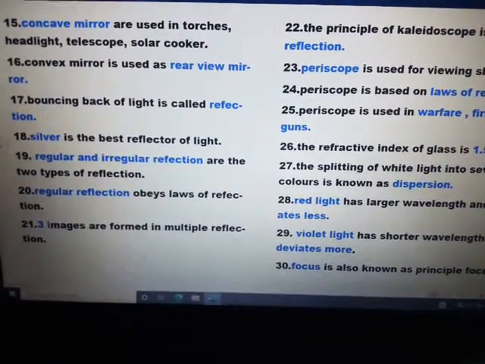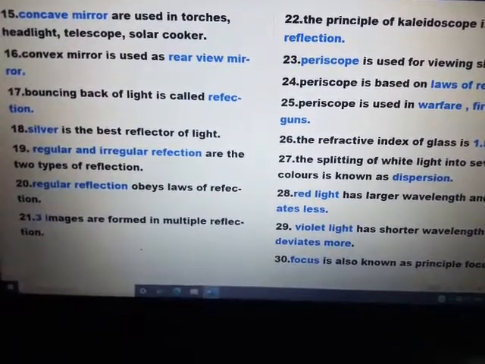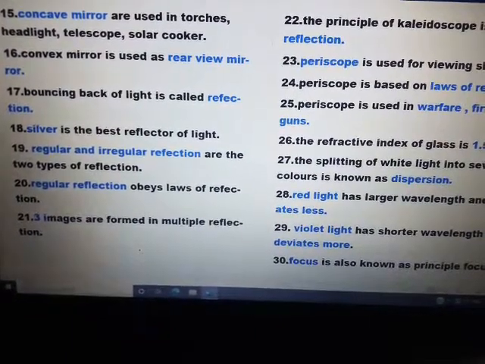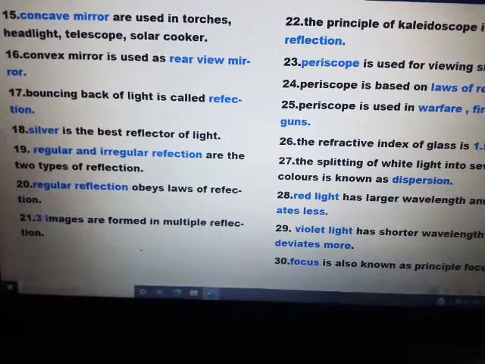17th, bouncing back of light is called dash. It's known as reflection. 18th, dash is the best reflector of light. Silver is always the best reflector of light.